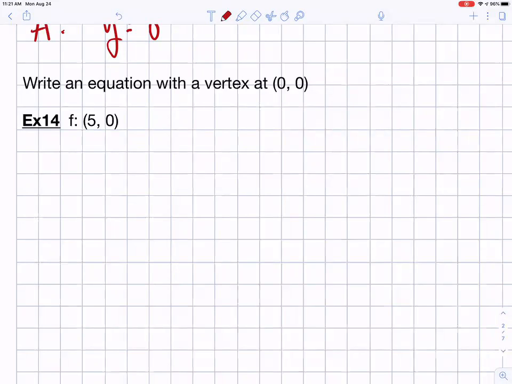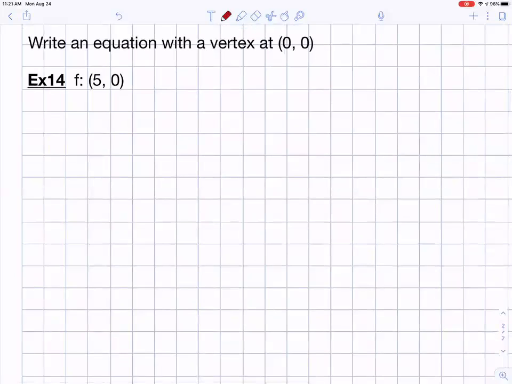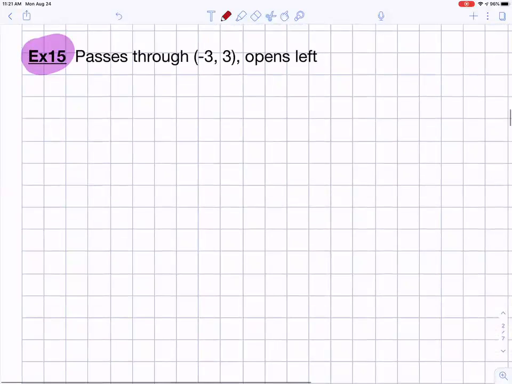Okay, so equation, we know that the vertex is at 0, 0. Number 15. So not only is my vertex at 0, 0, I also have a point that passes through negative 3, 3 on my parabola. And I'm told that my parabola opens to the left. Okay, now what was the first tip I gave you? Yeah, sketch what you know.